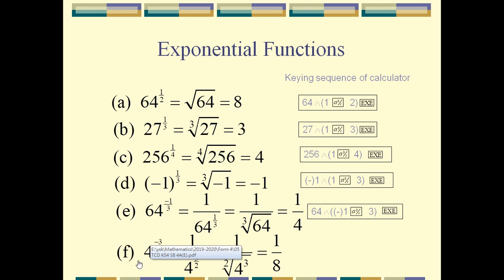Similarly, for question F, if you do not have your calculator, you may change this to 1 over 4 to the power 3 over 2. And then by the definition, this is just 4 to the power 3 and then taking the square root, but you can omit this 2. And you find that 4 to the power 3 is 64. By taking the square root, you will get 8. So the answer is 1 over 8. But if you want to calculate directly, you will press the key sequence like this.